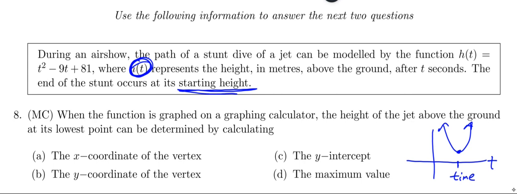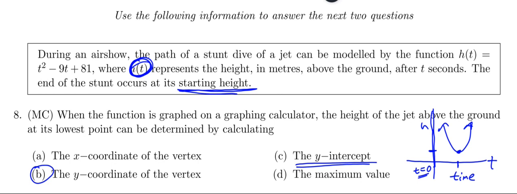The y-coordinate of the vertex, well, that's this part right here. And that is the height. So I'm assuming it's that right there. Now, it's not the y-intercept, okay? It's not the y-intercept because the y-intercept is where it crosses the y-axis, and that's going to correspond to where time is equal to 0. And that is, by definition, the initial height that it is.